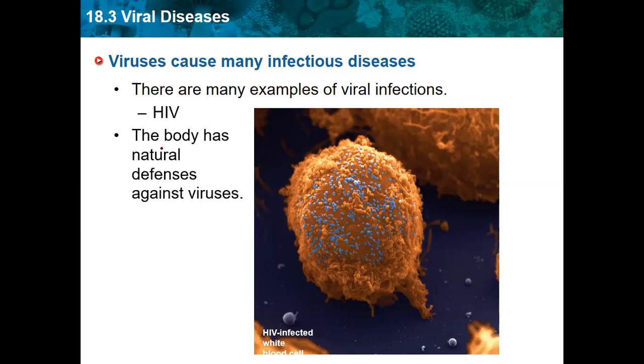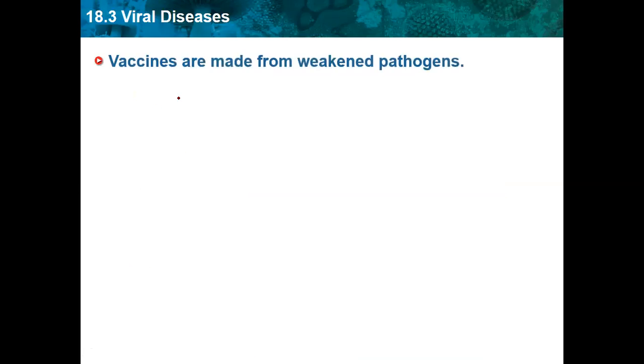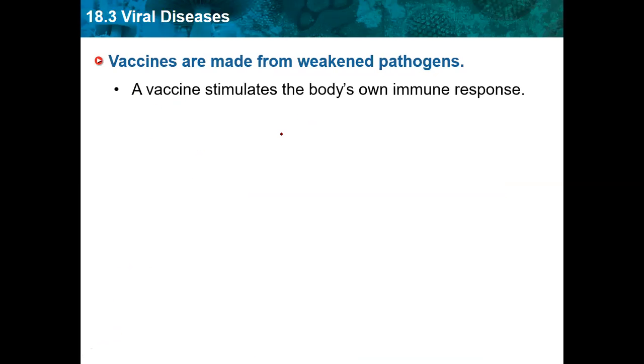The body has natural defenses against viruses. So vaccines are made from weakened pathogens. Let me explain this to you. How do we make vaccines? We make vaccines by attenuation. Attenuation means we're weakening the pathogens, the causative organism of a disease.